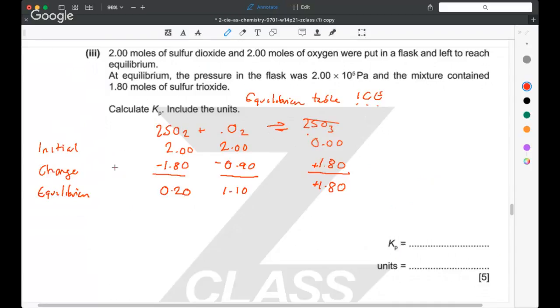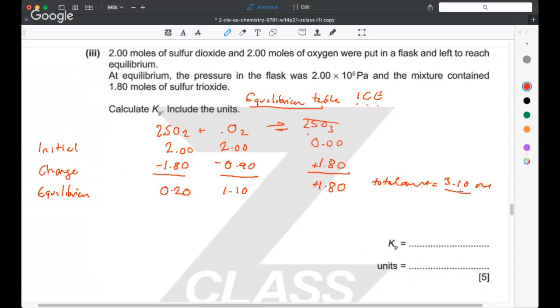So that's one way of getting these equilibrium amounts, using an initial row, a change row, and then working out an equilibrium row. It is called an equilibrium table, because you've got these 3 rows and these 3 columns. It's a table. Okay, so that was the hard part, actually. And then once you've got these equilibrium amounts, you can total up the total number of moles. You can see you've got 1.8 plus 0.2, that's 2 moles, plus 1.1. So your total amount, if we add everything together, is 3.1 moles.